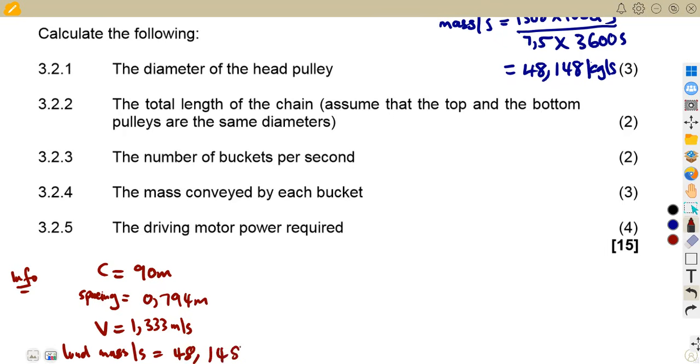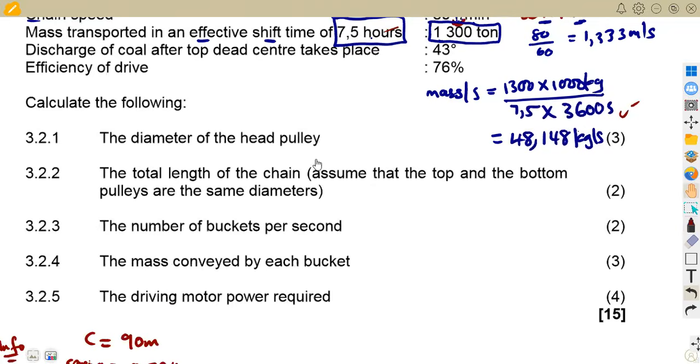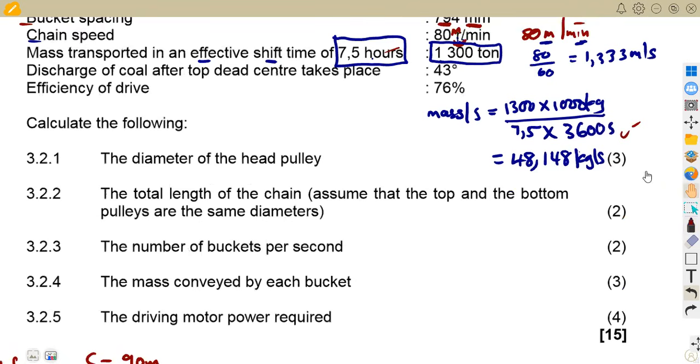48,148. These conversions, you're supposed to write them on your paper. You're not supposed to erase them. These are marks that you are going to be awarded on conversion of units. You're not supposed to write this aside. You're not supposed to erase this. You're supposed to indicate this part in your calculations.